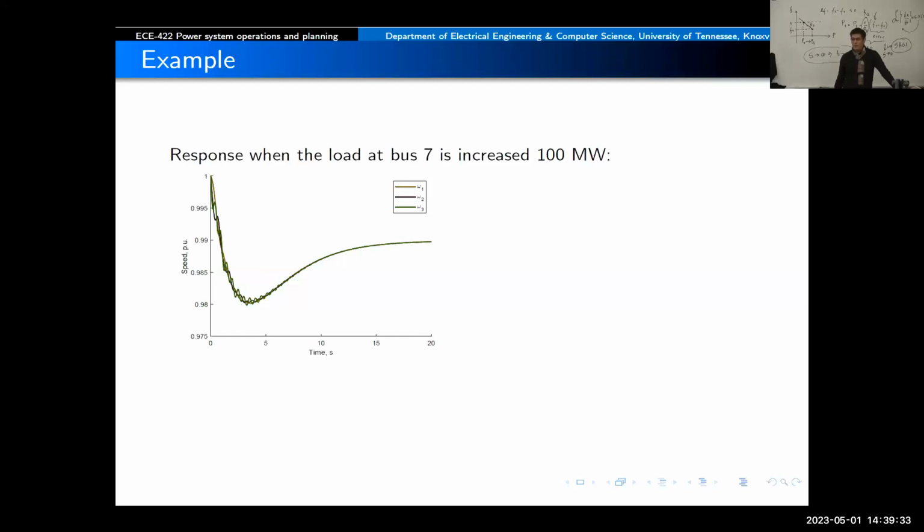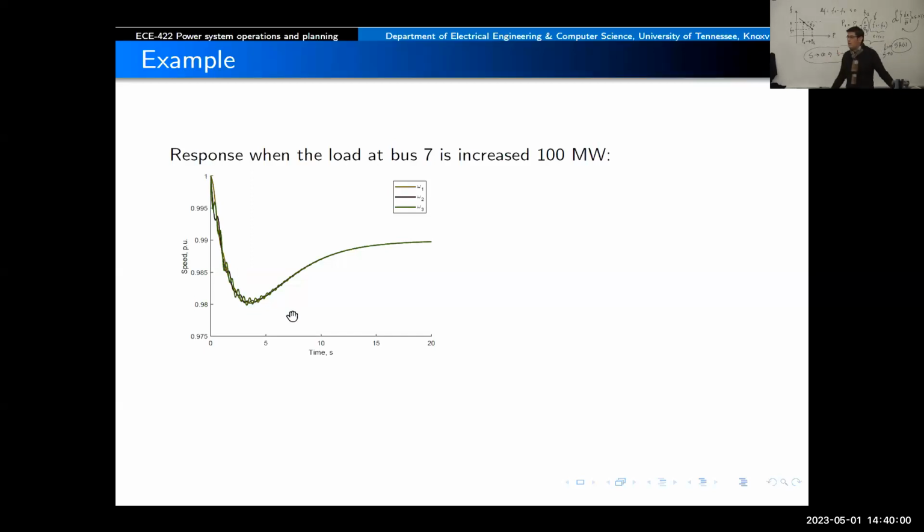They kind of go together, right? But, as you said, David, this is not a problem purely related to the frequency regulation, but we also have oscillation in the dynamic response. This increase in 100 megawatt will also excite the oscillation modes in the system, and you can see that there are some oscillations.